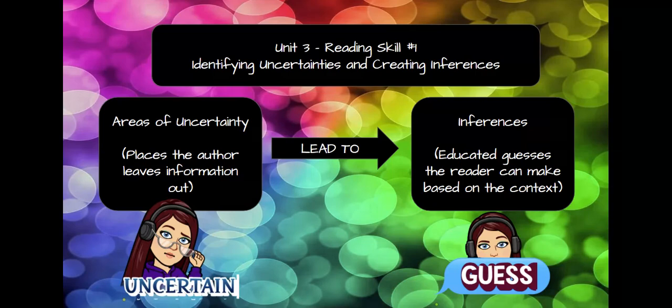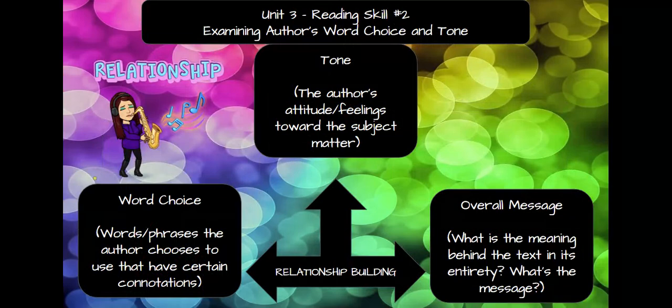It's not enough to only identify the areas of uncertainty, but we also need to create the inferences. Those are educated guesses that we can make based on the context. Now remember, no inference is right or wrong, it just has to be well supported. Not everybody is going to see the area of uncertainty the same, so go ahead and use your personal knowledge for this.